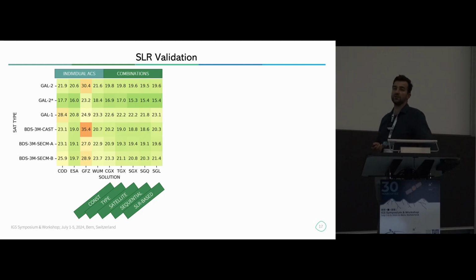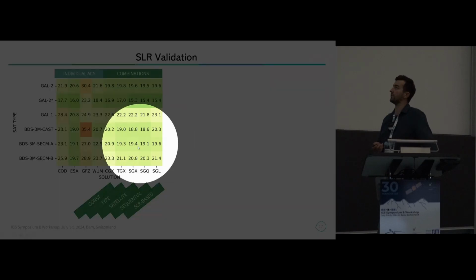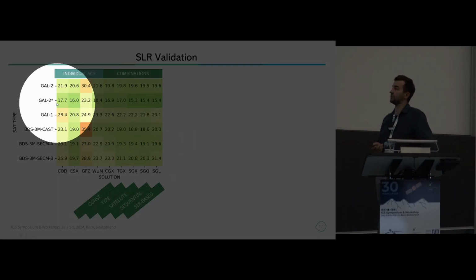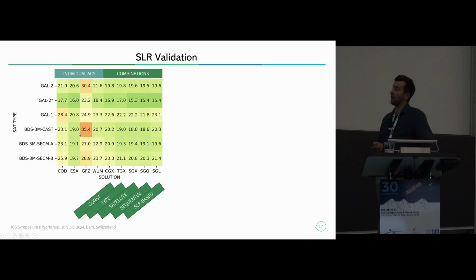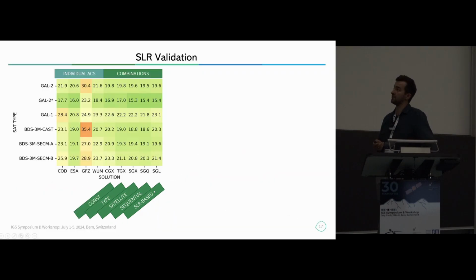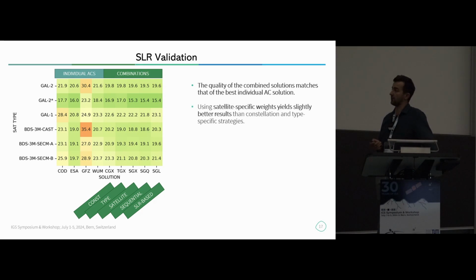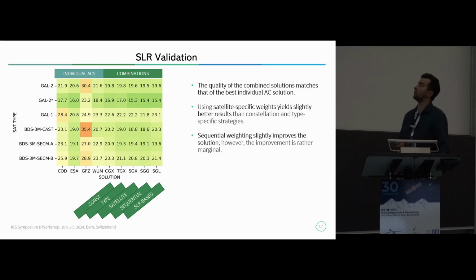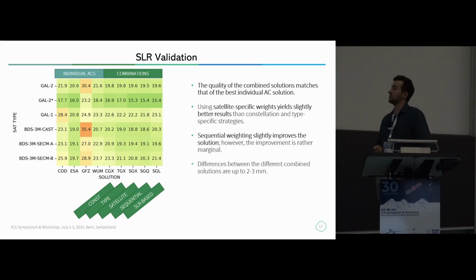And finally, we wanted to evaluate the quality of these different approaches, and first of all we had a look at the SLR validation results. This heat map presents the standard deviation of SLR residuals for different individual ACs, for different types of satellites, and compares it with the different combinations: constellation, type, satellite, sequential and SLR based. First we can see that the quality of the combined solution matches that of the best individual AC solutions, and using satellite-specific weights yields slightly better results than constellation or type-specific strategies.